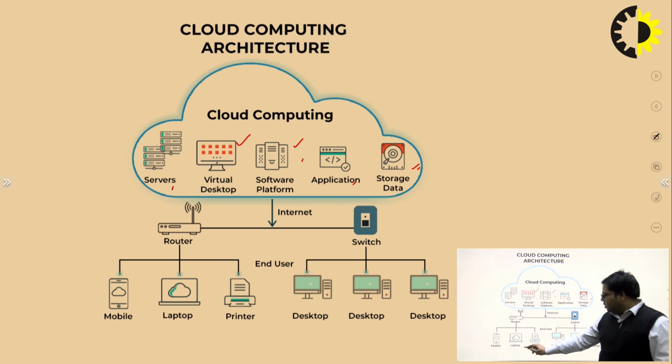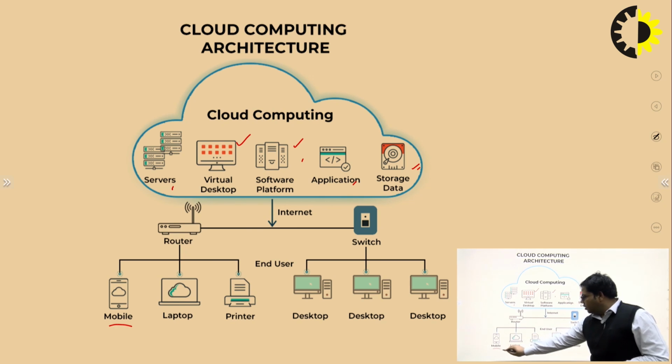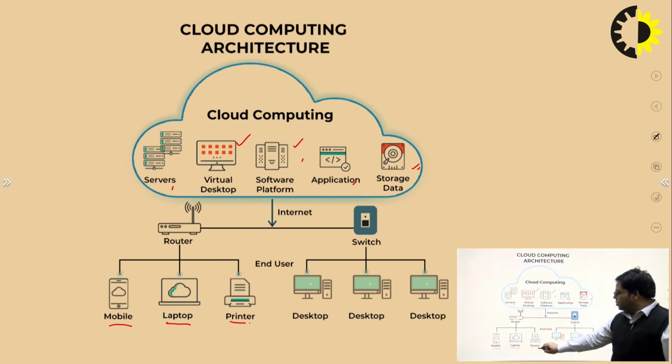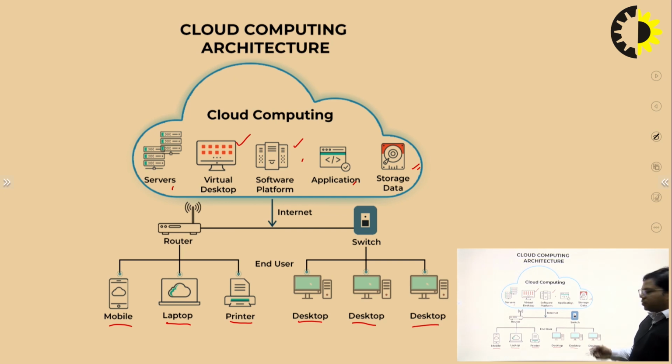These are the devices through which we can access the cloud computing services. Mobiles could be there, laptops could be there, and printers could be there. They can access the services from the cloud computing service provider. And there may be multiple desktops, and these desktops may be thin devices or thick devices. I'll discuss more about this in the next slide.